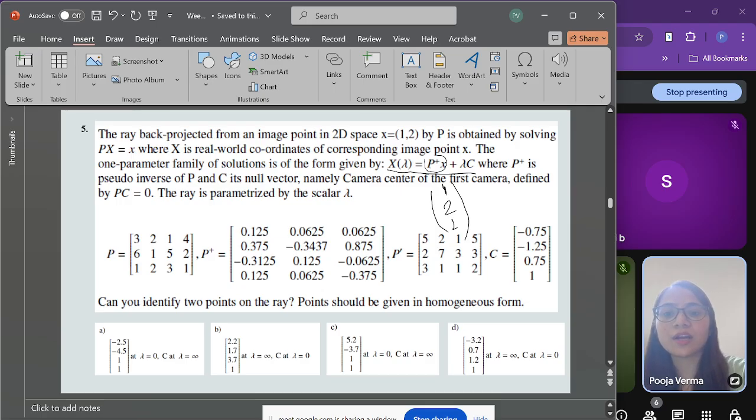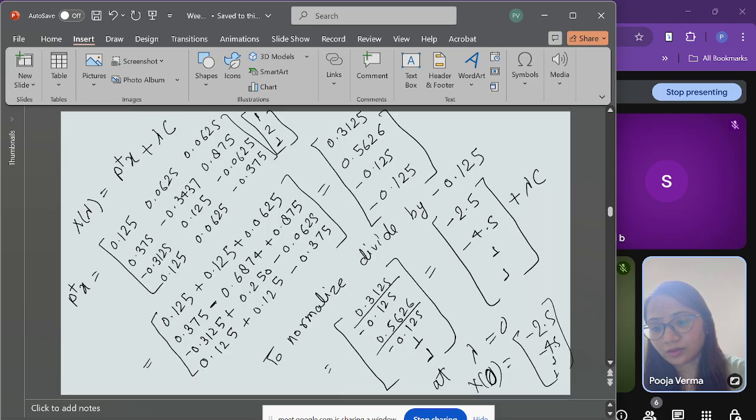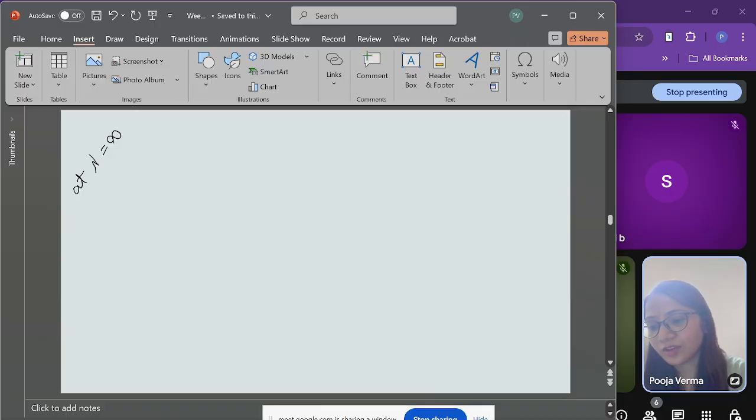So for that we have to calculate, and it is also given in the question. Can you identify these 2 points on the ray? A point should be given in the homogeneous form. So that's why we have to divide it, and for the parameterized scale we just vary lambda. Okay. So at lambda equal to infinite, we already know that the equation for the ray is x lambda equal to pseudo inverse of P times x plus lambda c.